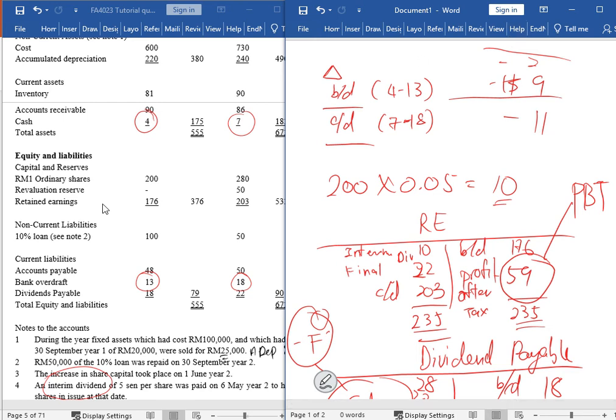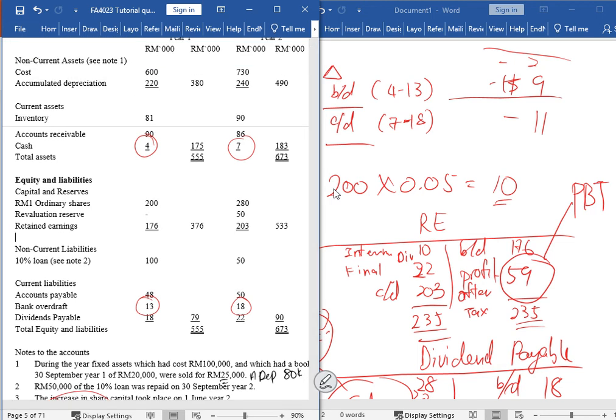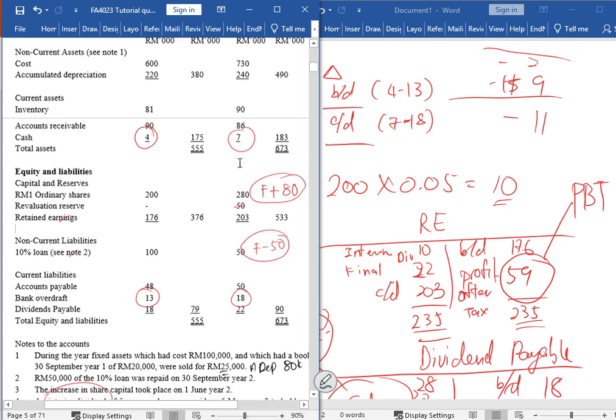Okay. Now, next, here done. Just now we mentioned here you have increased cash flow 80. Go to financing, right? F plus 80. Revaluation reserve you have used up when you do your T account for non-current asset. Retained earning done. Loan accounts. So here financing, loan reduced, right? So minus 50 because you pay your loan. So cash flow out by 50 under financing.